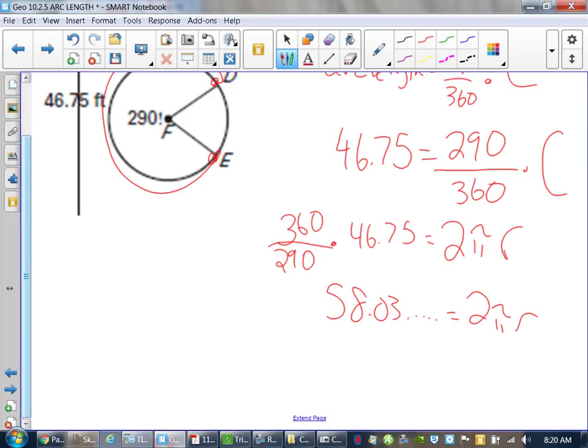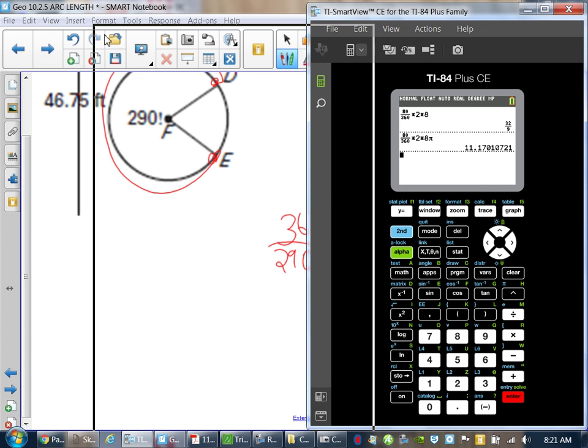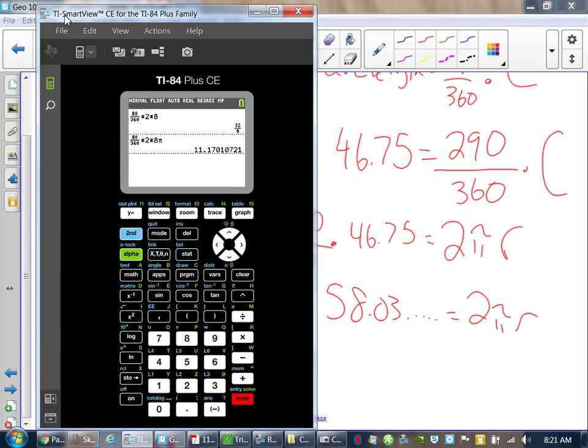Here's the deal. When you divide by 2 pi, what do you have to put around the 2 pi? You've got to group it with parentheses. If you don't group it with parentheses, you'll divide it by 2 and then multiply it by pi. Calculator doesn't know the difference. So if you have to find radius and you have to divide out by 2 pi, you need to make sure you group that last bit with parentheses.